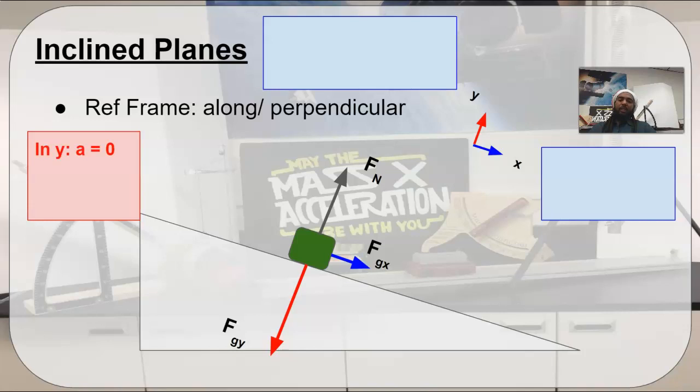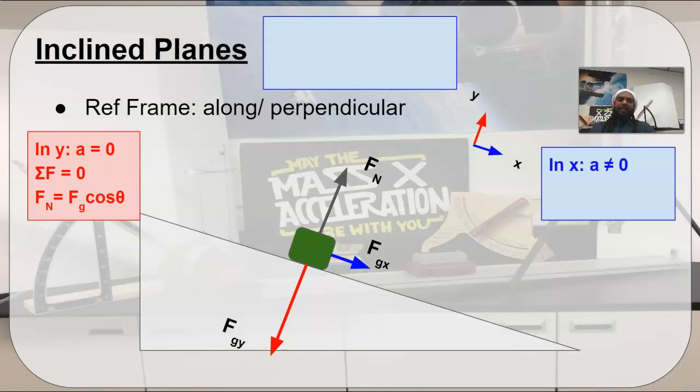Now we can analyze in X and Y. I'm going to do Y first because Y is the direction perpendicular to my acceleration. Therefore, I know for sure that in Y there is no acceleration, which means that my net force is 0, which means that I can equate my opposite forces. So Fn is going to be equal to Fgy, which is equal to Fg cosine theta. And if you don't remember how to resolve forces on an inclined plane, you can find that on YouTube pretty easily.